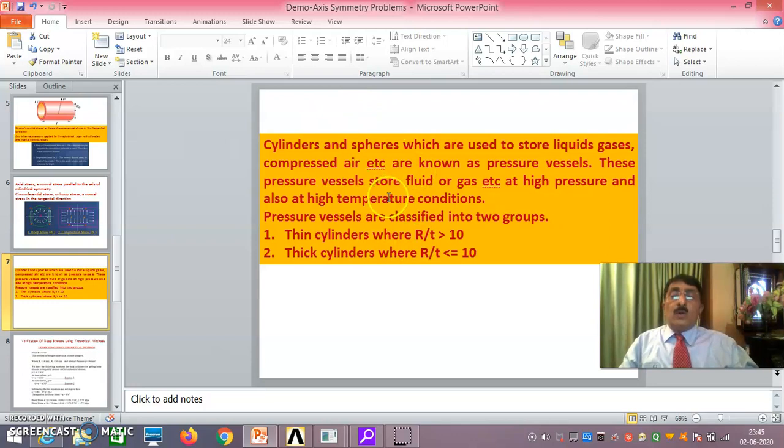Now you should know that pressure cylinders and spheres which are used to store liquids, gases, compressed air, etc. are known as pressure vessels. These pressure vessels store liquid or gas at high pressure and also at high temperature conditions. Pressure vessels are classified into two groups. Thin cylinders where R by T is greater than 10, that means when the thickness T is very small. When thickness is more, R by T is less than or equal to 10. If R by T is greater than 10, it is called a thin cylinder. If R by T is less than or equal to 10, it is called a thick cylinder.